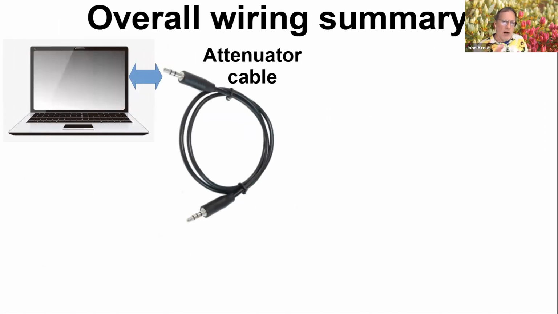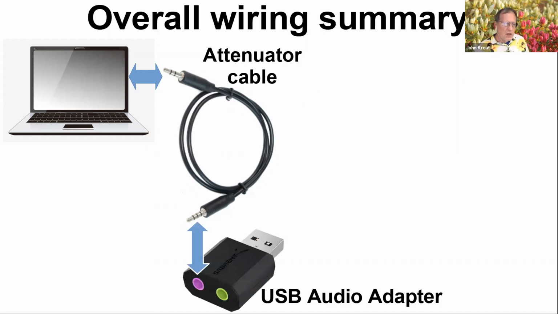So here's the overall wiring summary. First of all, we connect an attenuator cable to your computer. The reason we're doing that is the audio coming out of the computer is at a high level that is appropriate for headphones, earbuds, or computer speakers. It's called line level. And what your phone expects is at a voltage level that is about 500 times lower, known as microphone level. So at the other end, the attenuator manages to reduce the voltage.